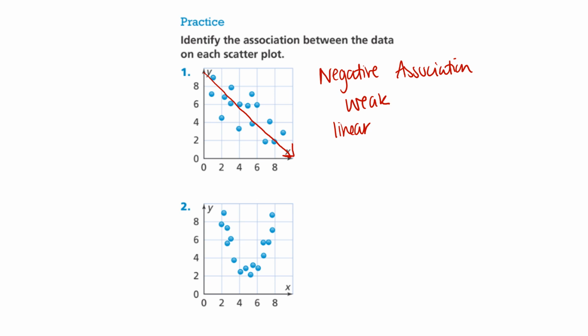For number 2, that would be a curved graph, meaning we have a non-linear relationship. And we could also call it a strong non-linear relationship. The points are very close to the graph, so that represents a strong association.